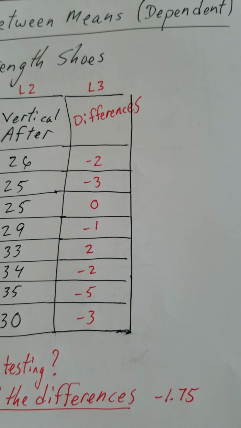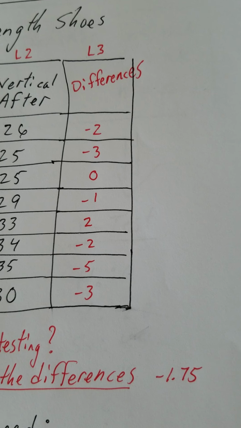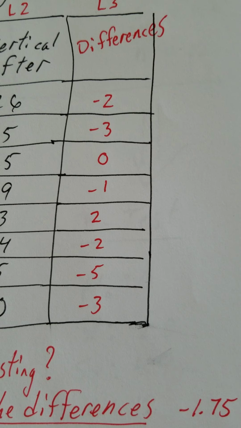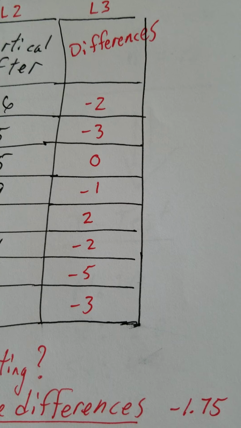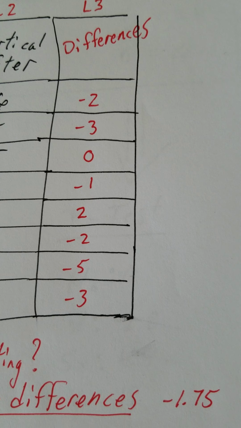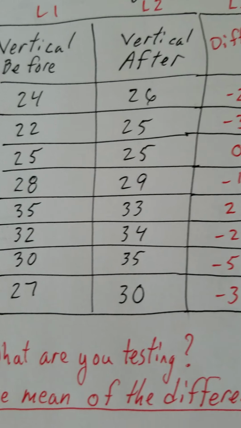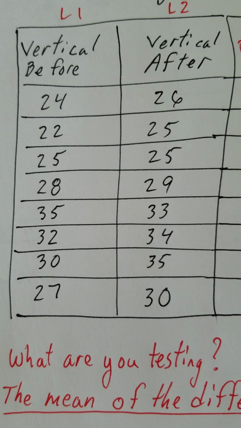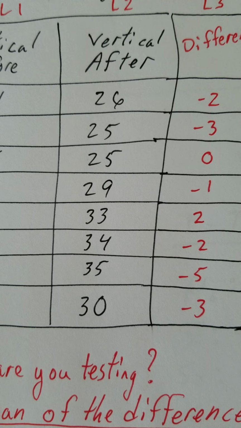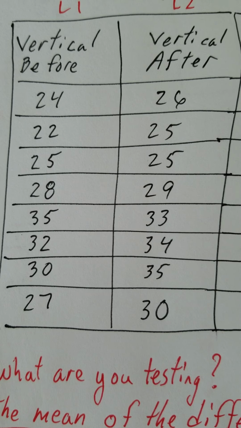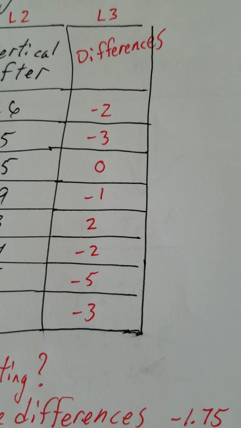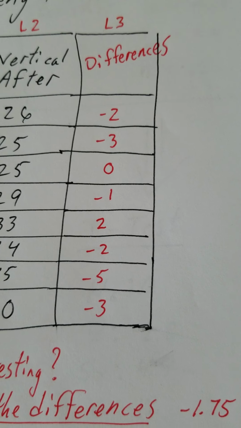Now I should say one thing that's different here is that those differences actually look pretty good. You would think, if they're increasing their vertical, you'd want positive numbers here. But remember, before and after, you actually want a higher vertical after. So when you do the subtraction, negatives are good. That actually shows an increase. That'll come up later.